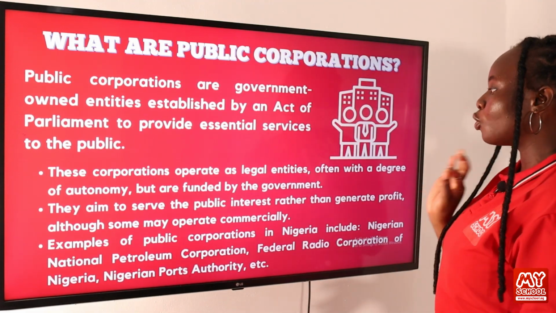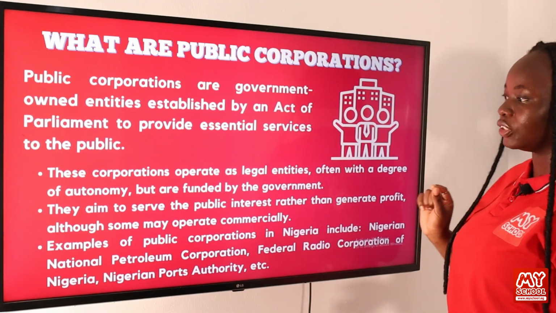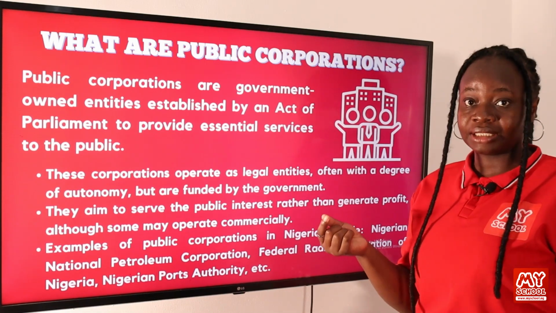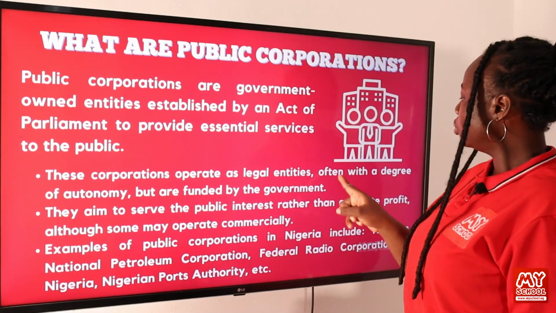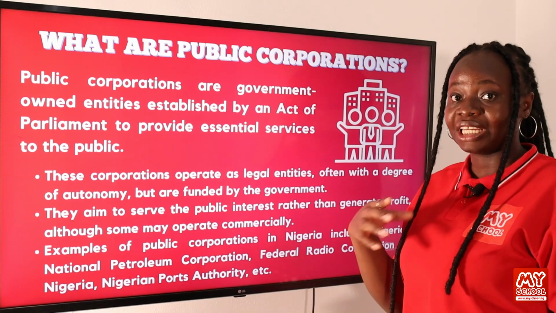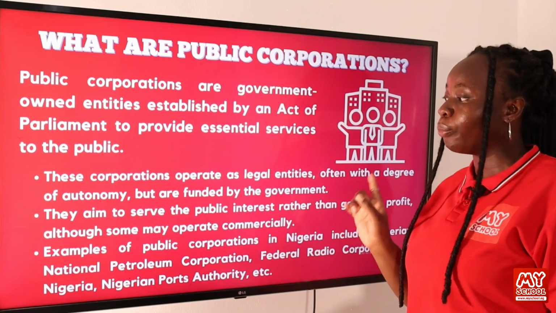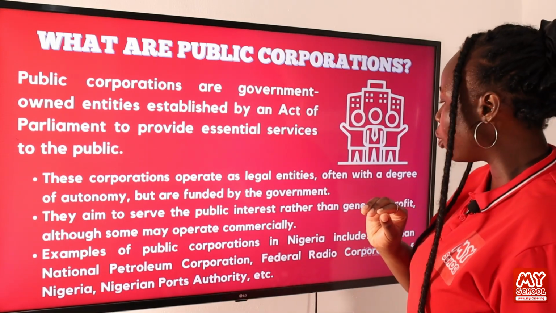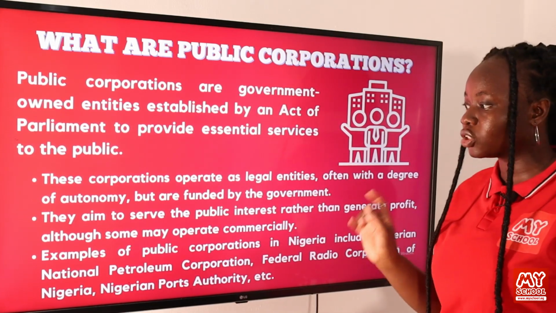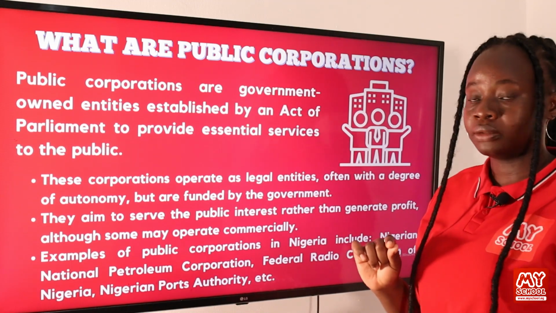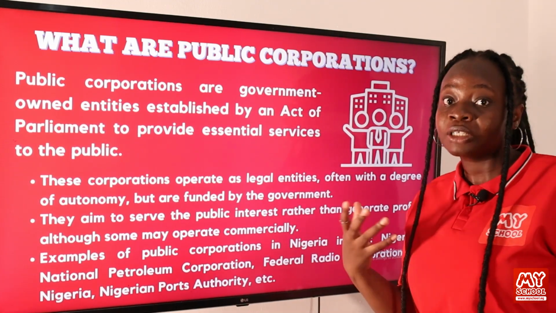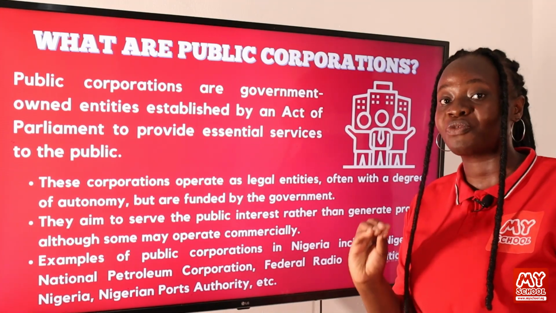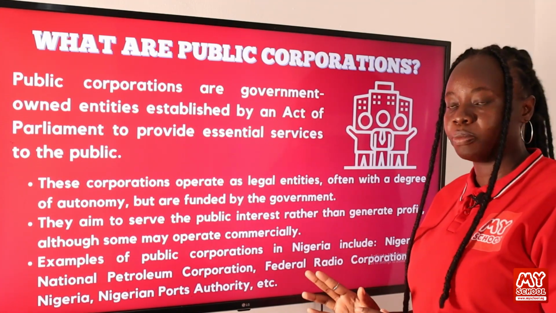Alright, these corporations operate as legal entities, often with a degree of autonomy, but are funded by the government. So they are legal entities, that means they can sue and be sued. They operate with a degree of autonomy. They are usually independent of the government, but in spite of that, they are still funded by the government. They aim to serve the public interest rather than generate profits, although some may operate commercially. So some of these public corporations generate profits, but that is not their primary aim. Their primary aim is to provide essential services to the public.